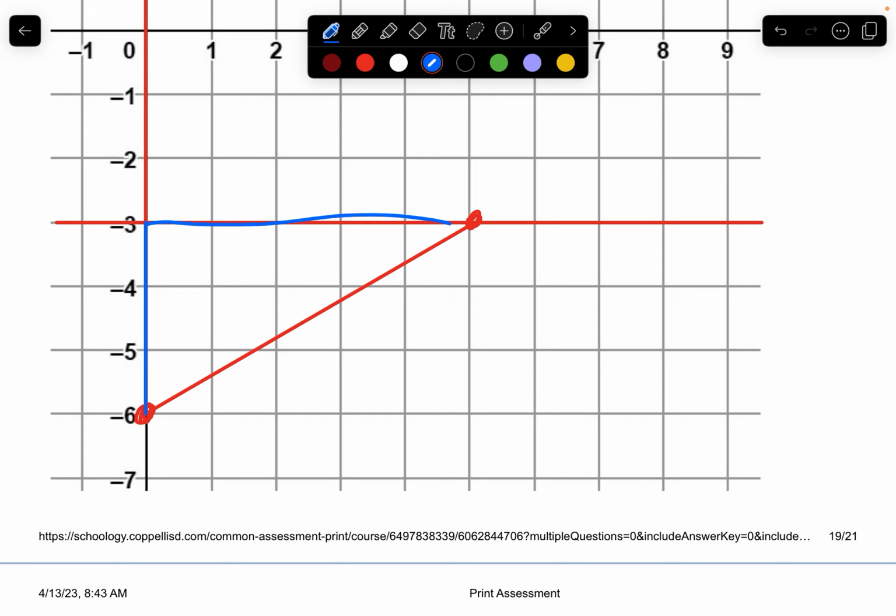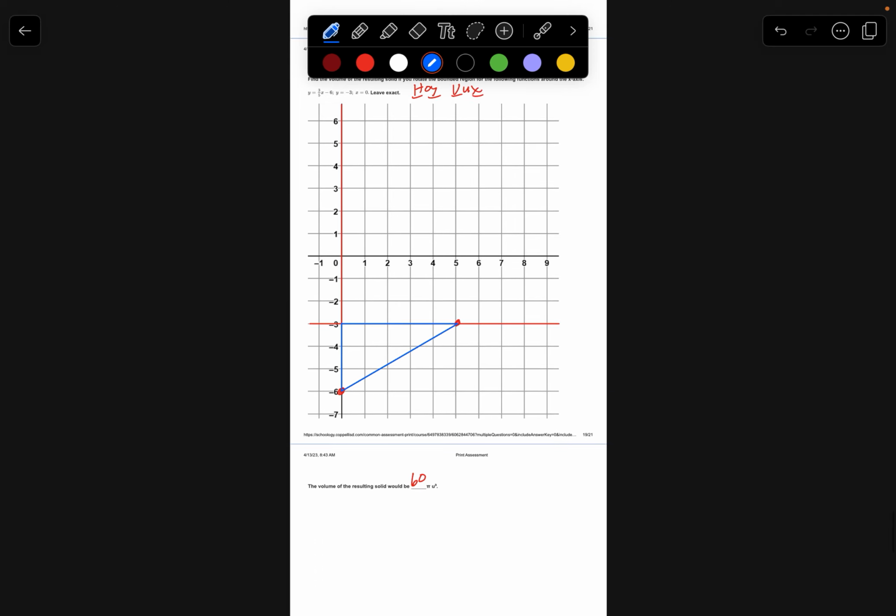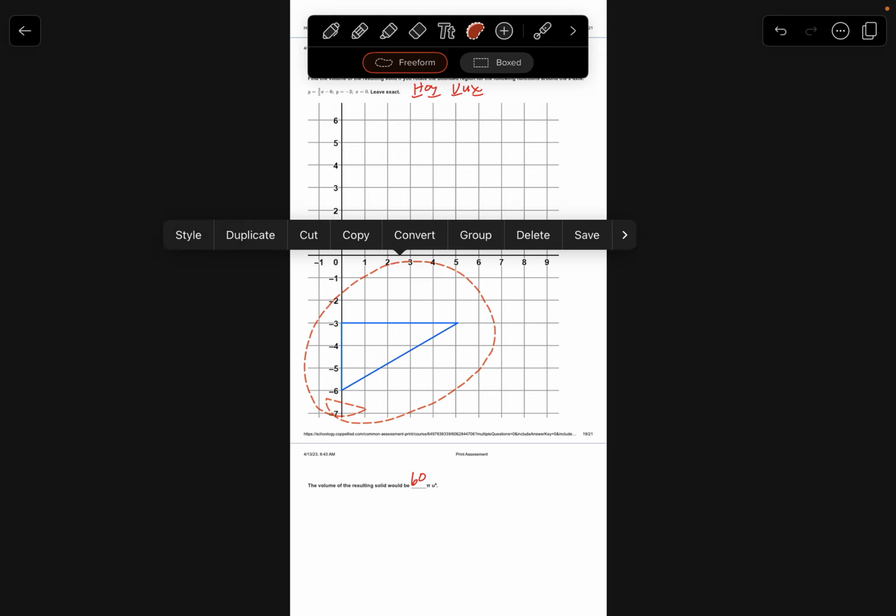So this is the shape that we are rotating around the x-axis. So that's what it looks like. I'm going to get rid of the extra. All I care about is the bounded region, which is that blue triangle. So then what are the rules here? We reflect it and connect it.